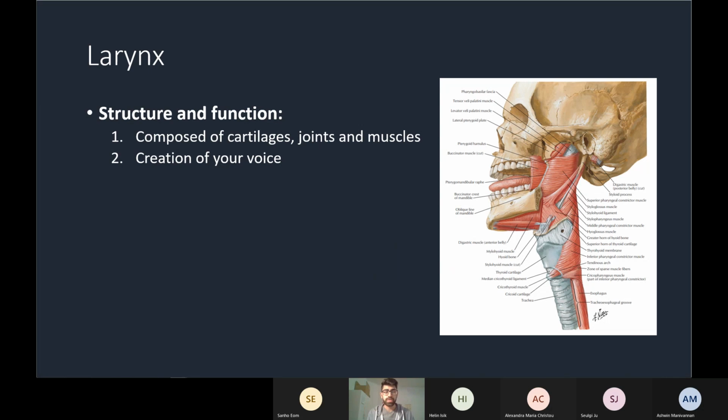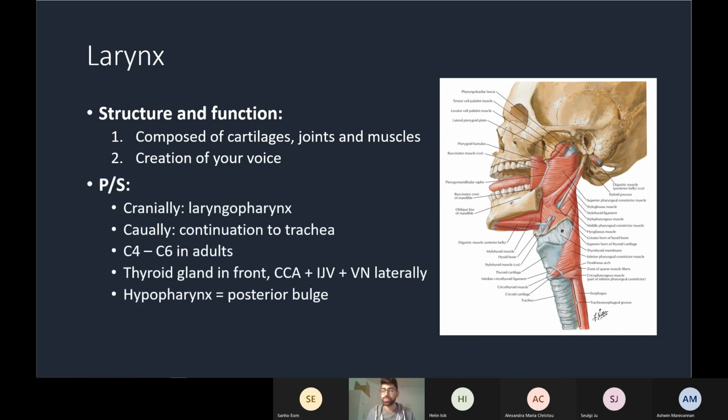So study the cartilages first, then you'll learn how the cartilages are connected to each other. So these are the joints. And then finally, you'll learn the muscles which move the cartilages in the joint, okay? And as you know, the larynx is there for voice creation. As for position, the larynx is located in adults at the level of C4 to C6. In children, it's located at C2 to C4.